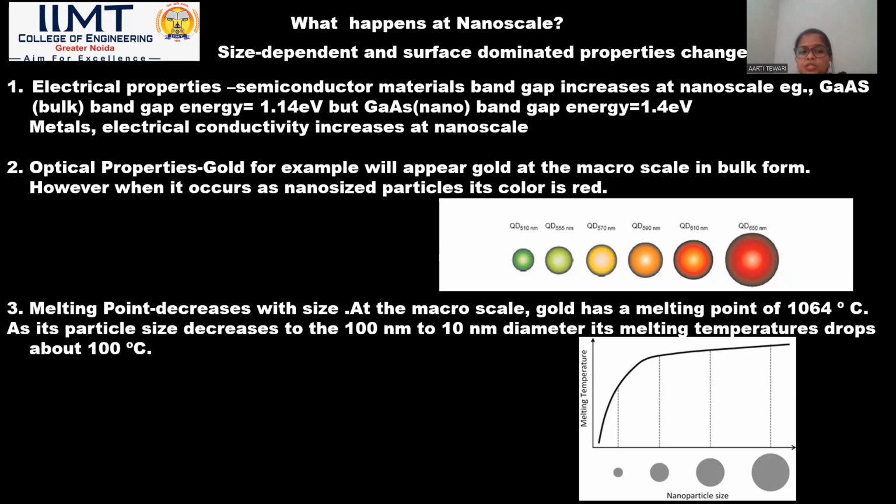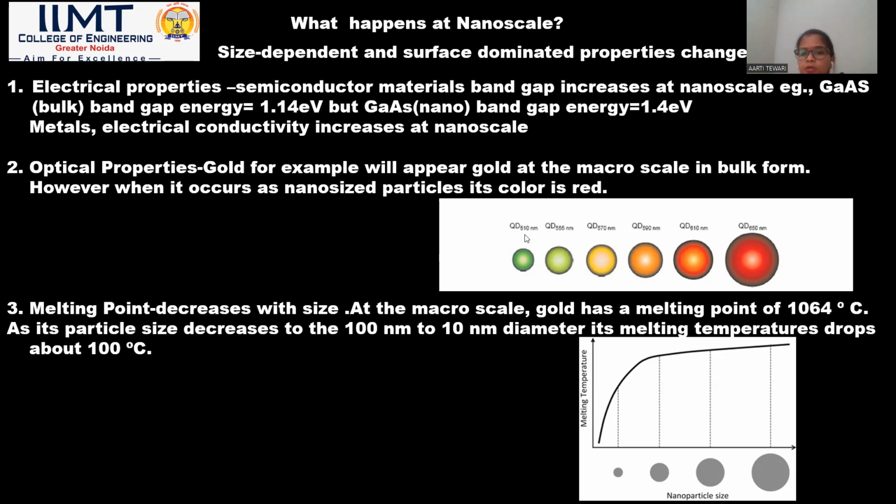The second property that changes is the optical properties. What do you mean by optical properties? The amount of light, the color of light that the material would actually emit. For example, the gold that we use at the macro scale, in the bulk form, will appear golden in color. But if I take that material to the nanoscale, this color changes to red. In the figure, you can also see I have a quantum dot.